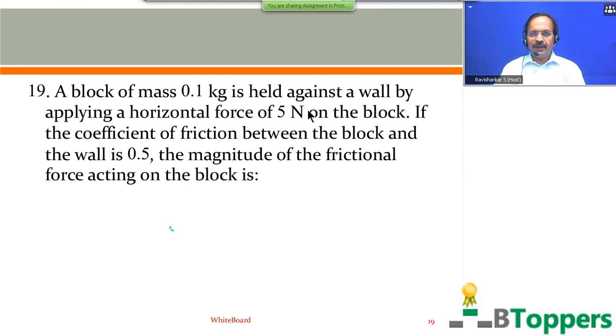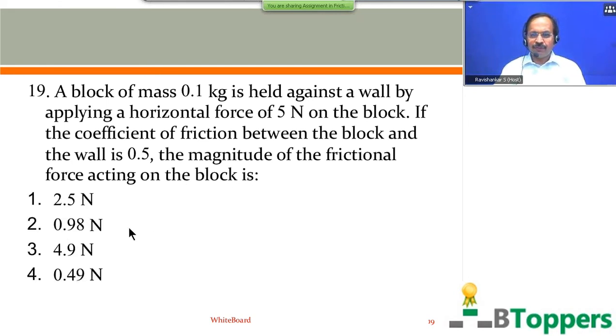A block of mass 0.1 kg is held against a wall by applying a horizontal force of 5 Newton on the block. The coefficient of friction between the block and the wall is 0.5. The magnitude of friction force acting on the block is. 4 options are shown on the screen here. Come on, try this question.